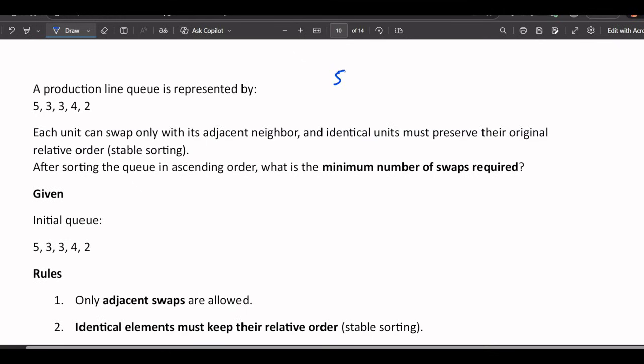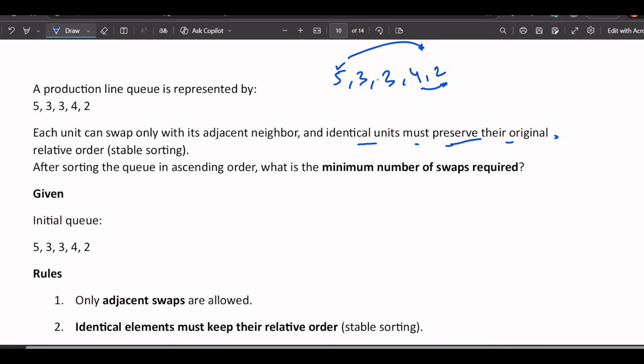So basically the queue is represented like this: 5 3 3 4 and 2. Each unit can swap only with its adjacent neighbor. Suppose we want to swap: 5 cannot be swapped with 2, only 4 can be swapped with 2, because they are adjacent. And identical units must preserve their original relative order. That is stable sorting, we cannot change the order.